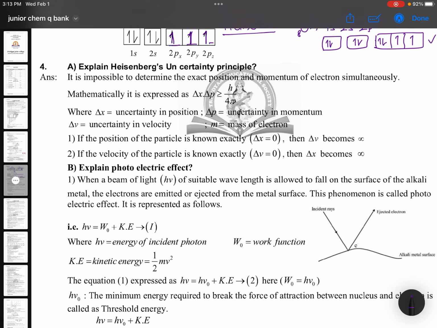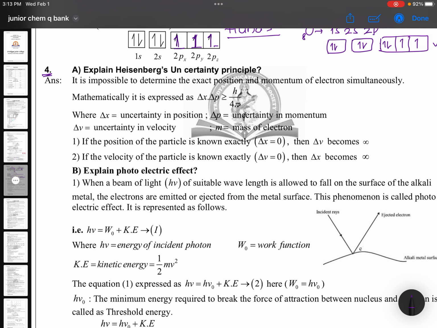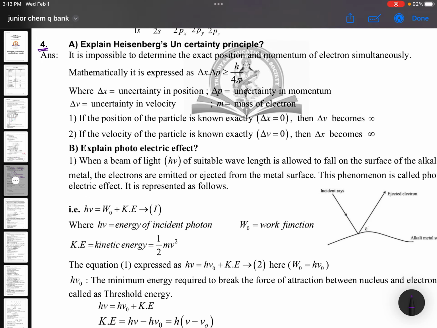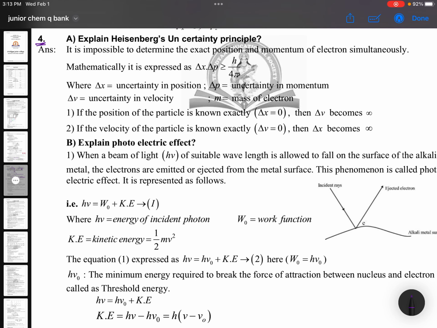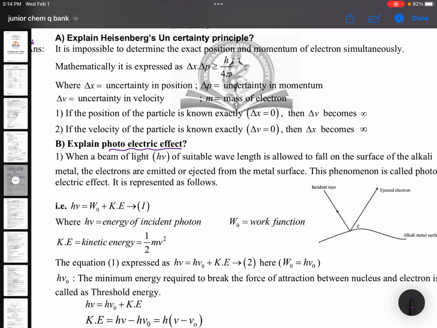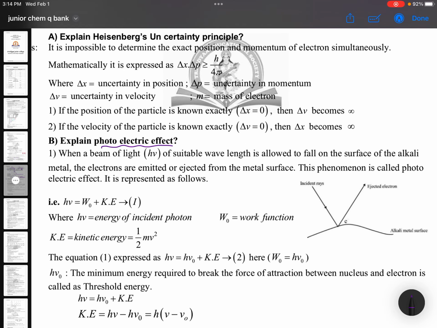Now coming to question number 4. Explain Heisenberg's uncertainty principle. These chances are very less. 100% from this lesson, either quantum numbers will come or Bohr's model will come. Explain Heisenberg's uncertainty principle and photoelectric effect. These two questions, there is a possibility, but छोड़ दो यार, ऐसे आने का चांस ही नहीं है. फिर भी एक बार कर लेंगे.